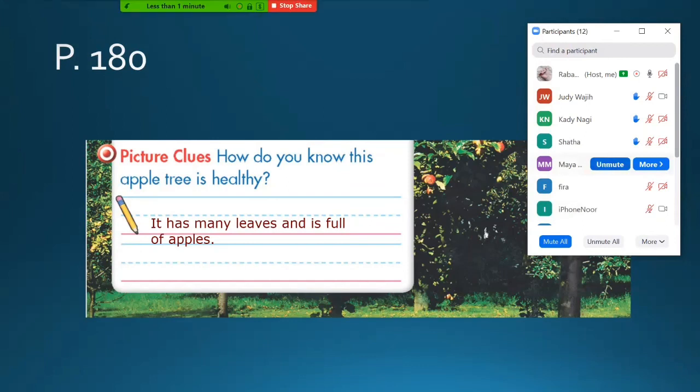Excellent. So how do you know that the apple tree is not healthy? The tree might have fewer leaves, right? Not many leaves, not full of leaves like here. Or sometimes the leaves will not be green, but will be brown in color or yellow in color. It might not have many apples, but here it is full of apples. Clear? This is the difference. Okay. By this way, we finish our session for today.